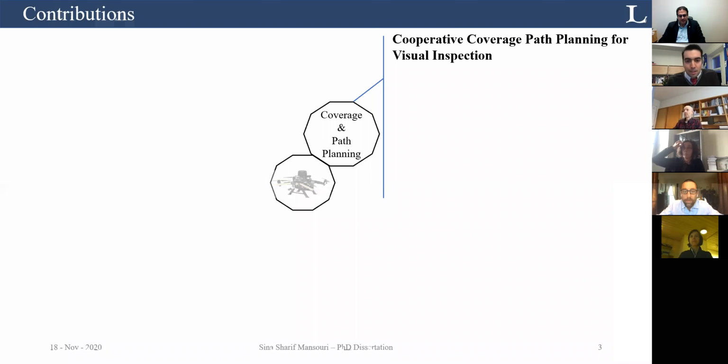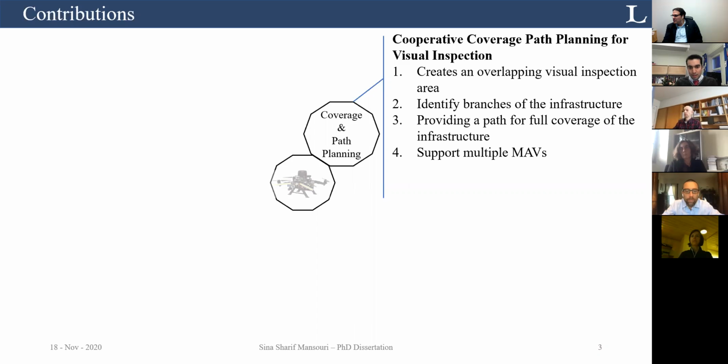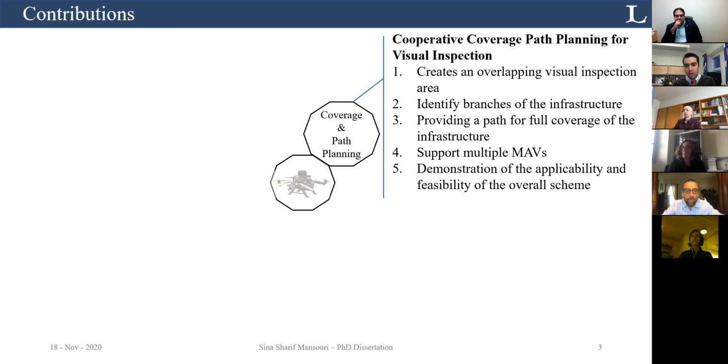At the beginning of my PhD, I was mainly looking at coverage path planning. So if we have a structure that we want to inspect, how can we do the inspection? The method I was working on guarantees some overlap for visual inspection areas. Also, I identified branches of infrastructures, guaranteeing full coverage of the infrastructure while supporting multiple micro aerial vehicles. And I should highlight that one of our goals in our lab is to demonstrate the capabilities of aerial robots in field tests. So for this case, we also evaluated in the outdoor environment and real-life scenarios.